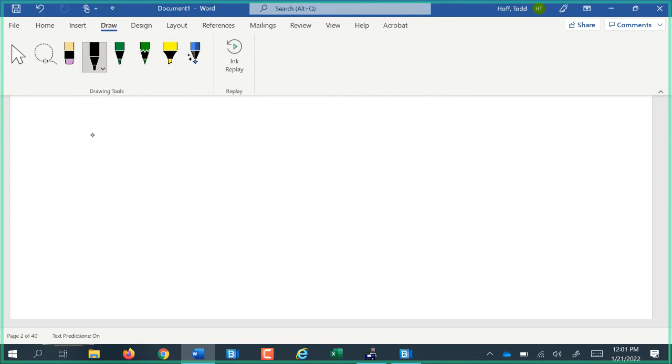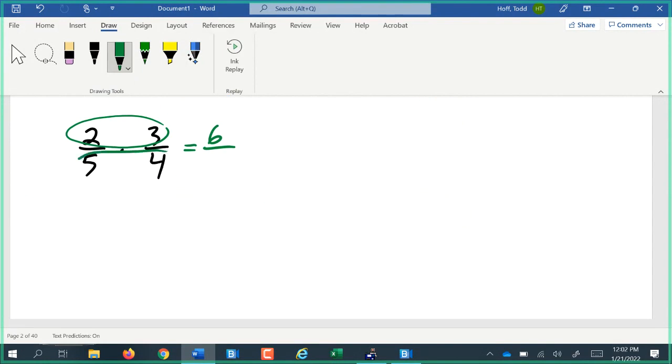So if we have 2/5 times 3/4. We said when we multiply, we don't need the same name. That means we do not need to find a common denominator. Next, we just combine the counts. In this case, that's multiplying the numerators. 2 times 3 is 6. And then we also combine the names. So that would be multiplying the denominators. 5 times 4 is 20.